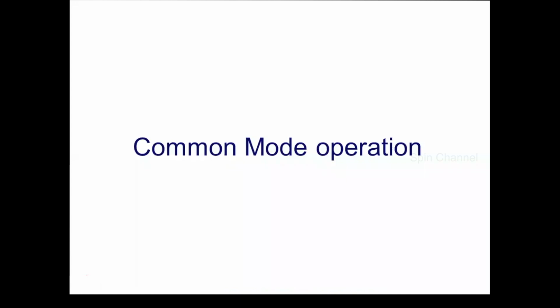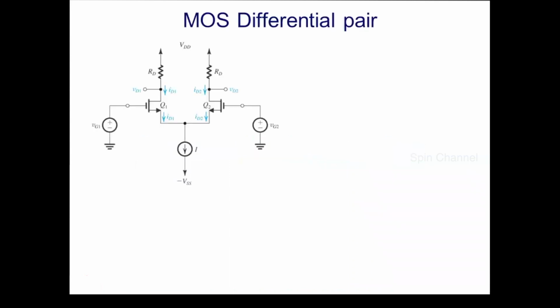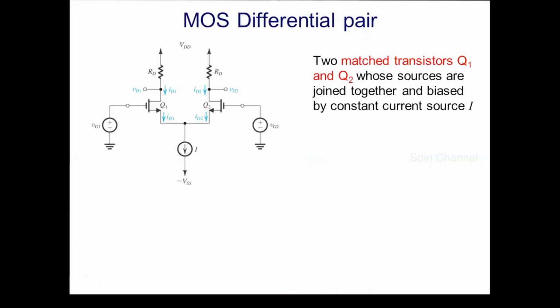You will learn about common mode operation of a differential amplifier in this session. A MOS differential pair consists of two matched transistors, Q1 and Q2, whose sources are joined together and biased by a constant current source I. The transistors are said to be matched if their parameters are exactly the same. The current source is ideal and it has infinite resistance.